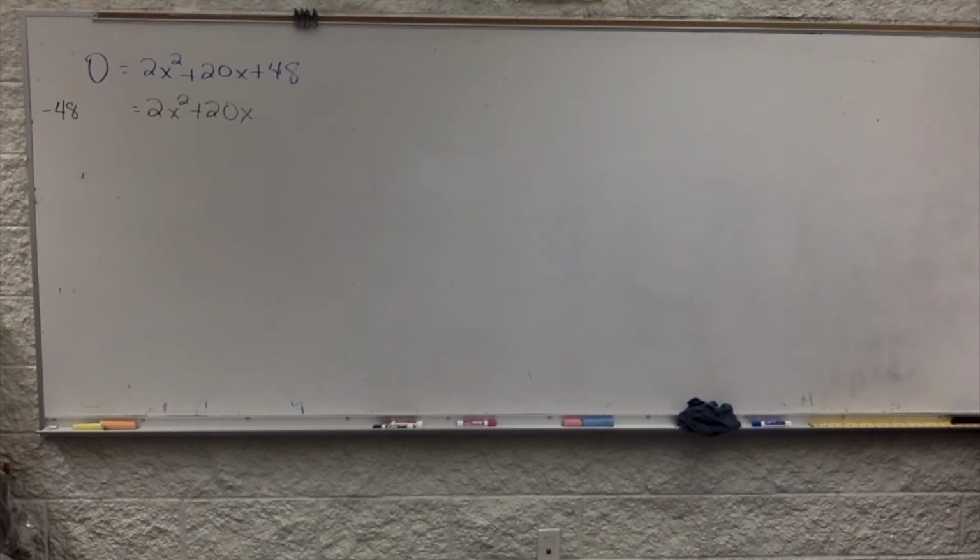When you complete the square, it has to be 1x squared, and this one's not, so we factor the 2 out first. So 2x squared divided by 2 is x squared, and then 20x divided by 2 is 10x. Then you're going to add half of 10 squared. So you add 5 squared on the right side, but you do not add 25 on the left.